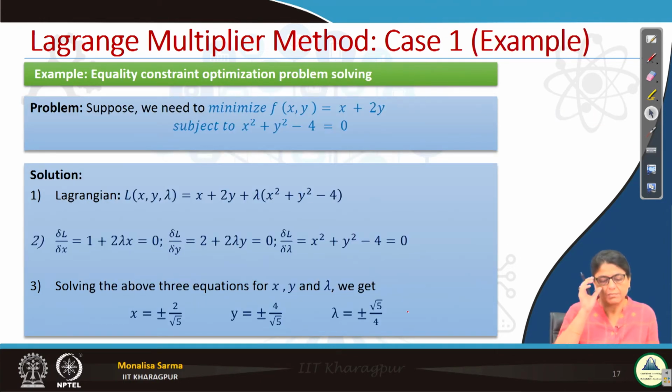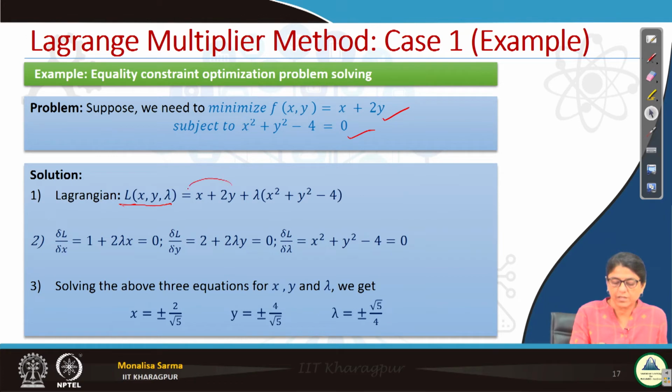So here is an example also. Suppose we need to minimize x plus 2y, subject to the constraint x square plus y square minus 4 equals 0. So, how do we write the Lagrangian? It was a function of x, y, and we have used another dummy variable, so x, y, lambda. This is our function, isn't it, plus lambda into the constraint. Since there is only one constraint, there is just one lambda.